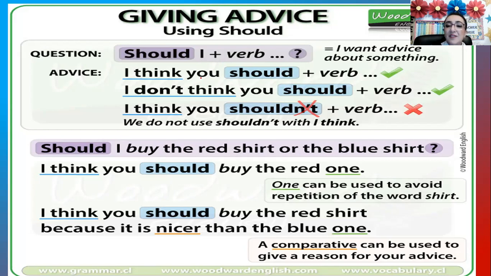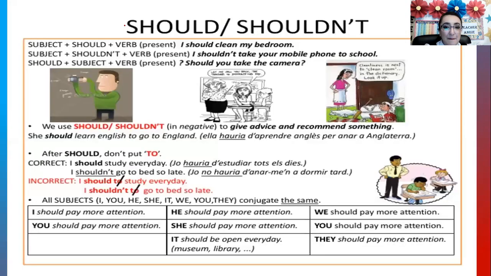A comparative can be used to give a reason for your advice. You are going to be able to use some comparatives or comparisons in order to give the reasons why you are giving that advice. That's why you have this example. I think you should buy the red shirt because it is cheaper than the blue one. That is an example. Should or shouldn't?